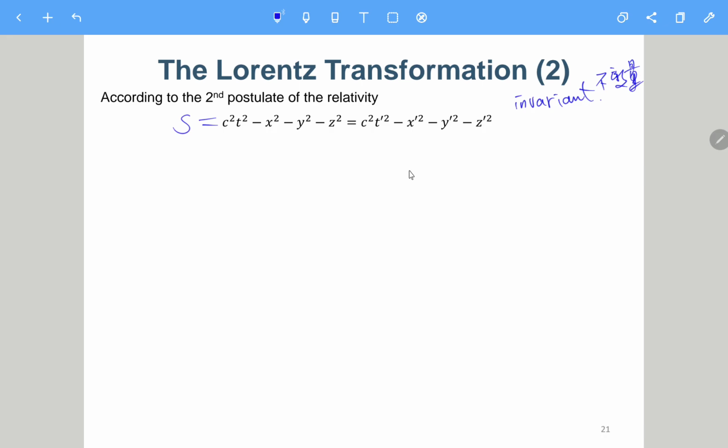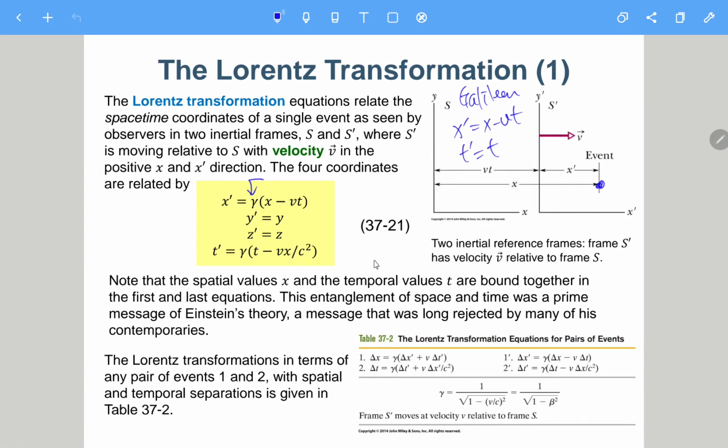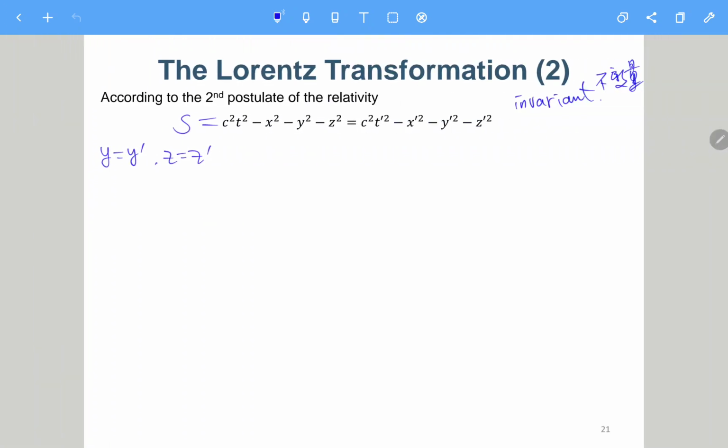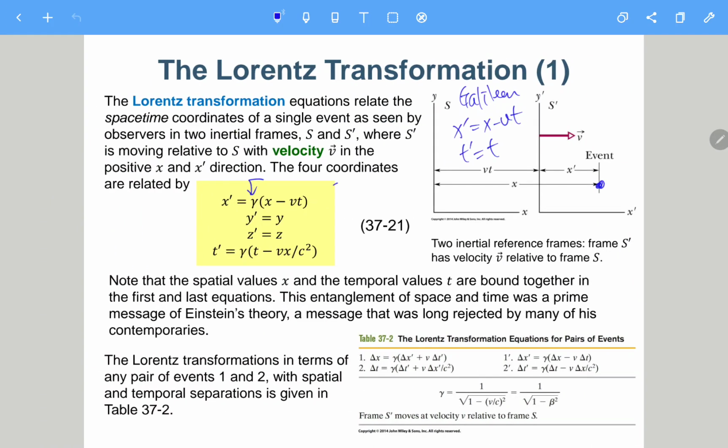So now we already know that y equals y prime and z equals z prime, as shown here. So we can quickly see that this one and this one will cancel. This one and this one will cancel. So we just keep those 2 terms. We only consider c squared t squared minus x squared and c squared t prime squared minus x prime squared.